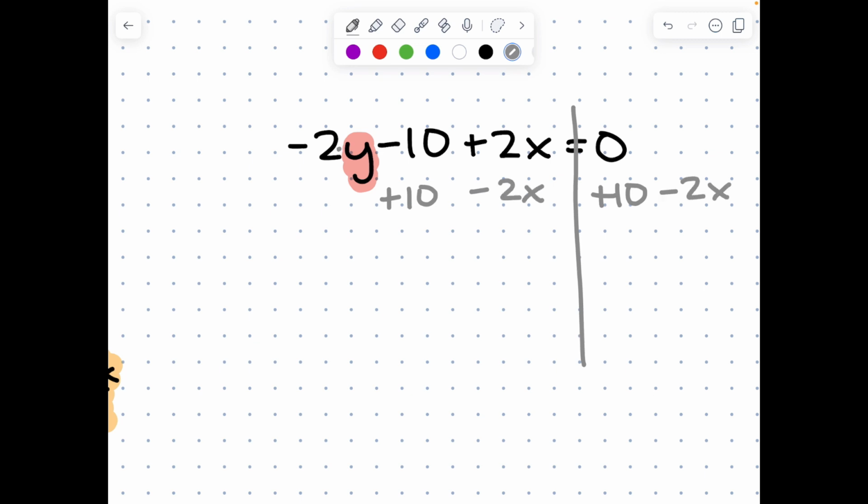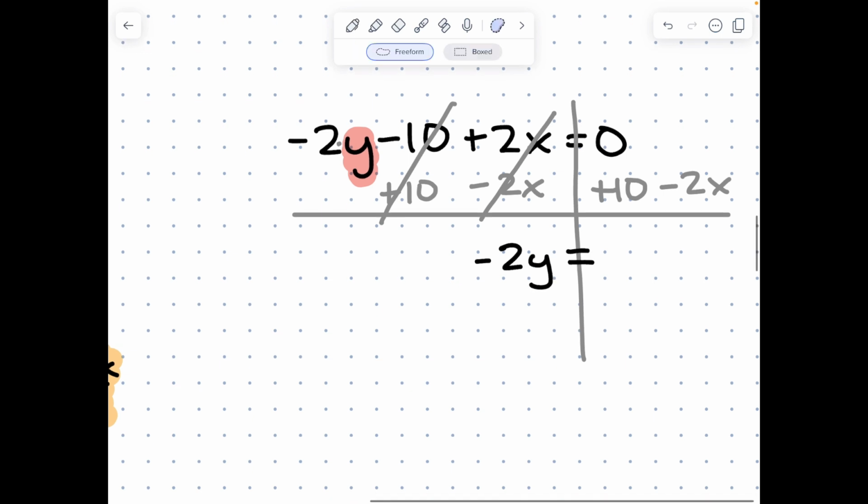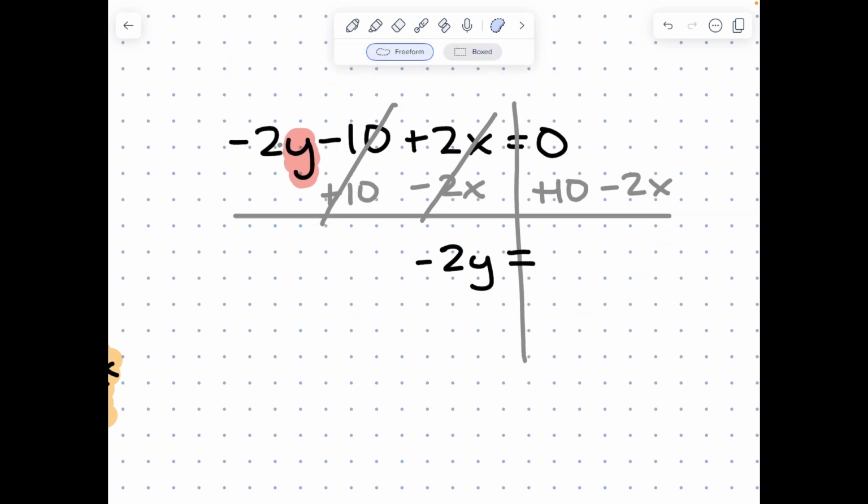Now, if you're more comfortable splitting that into 2 different steps, that's absolutely fine. But either way, you should end up with -10 plus 10 cancels to 0. 2x minus 2x is going to cancel to 0. So that left side, we're left with just the -2y. Now, on the right side, of course, the 0 and the 10 are like terms. So we can do 0 plus 10. But the 10 and the -2x, those are not like terms. So we still just have to write them out. We can't actually subtract them yet.